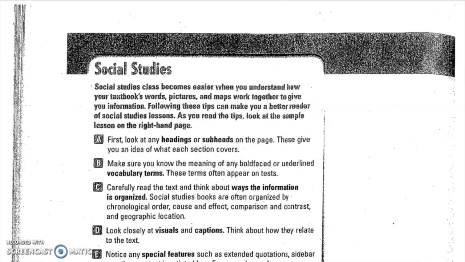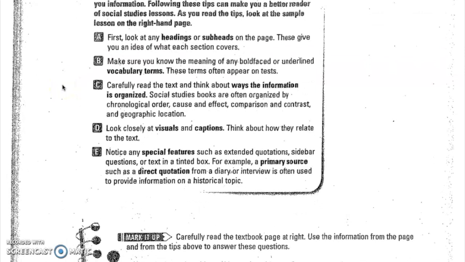Social studies. Social studies class becomes easier when you understand how your textbook's words, pictures, and maps work together to give you information. Following these tips can make you a better reader of social studies lessons. As you read the tips, look at the sample lesson on the right-hand page. A. First, look at any headings or subheadings on the page. These give you an idea of what each section covers.